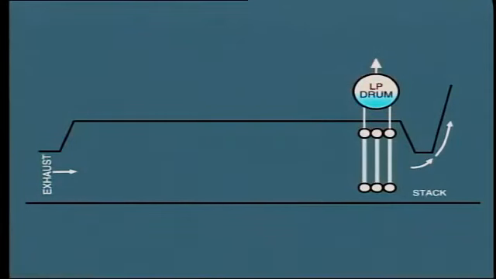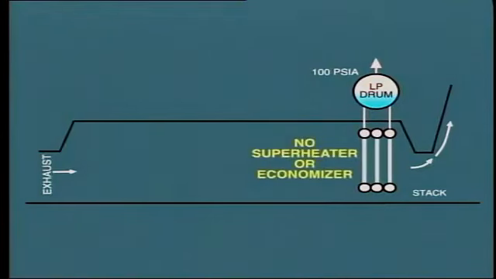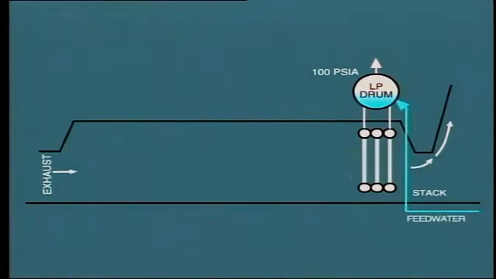Let's look at the internal arrangement, beginning with the low-pressure section. This operates at a steam pressure of 100 psi and has no superheater or economizer. Feed water is fed directly into the drum and from here through the convection banks of the LP evaporator. Saturated steam is produced at the saturation temperature of 328 degrees Fahrenheit. This steam is used for space heating.